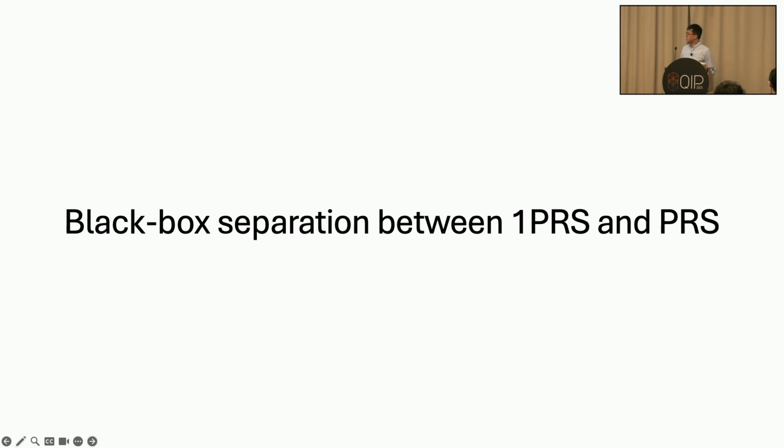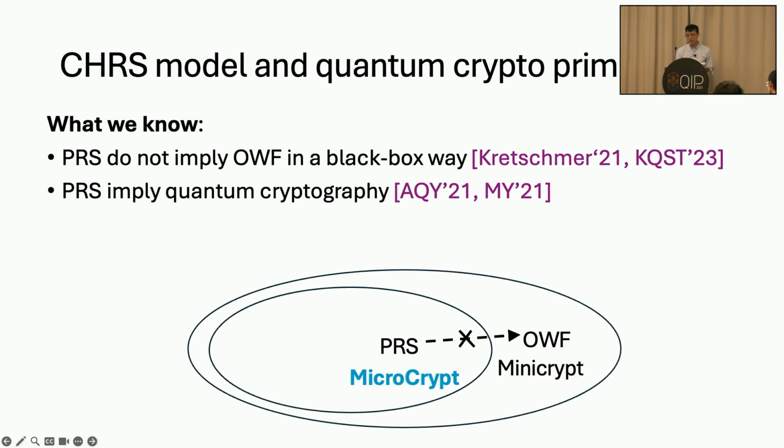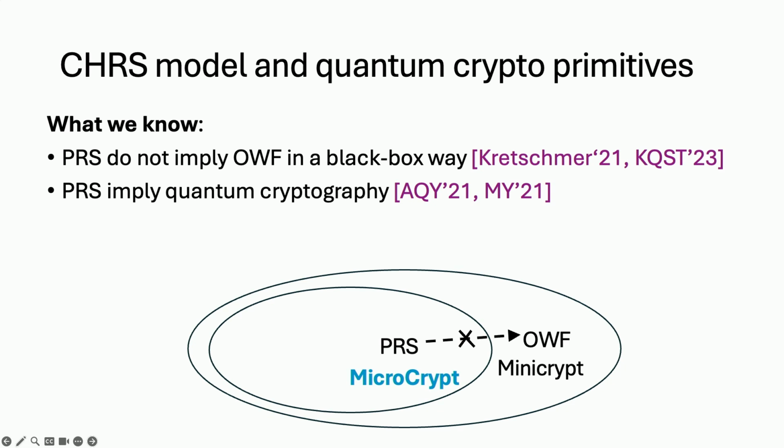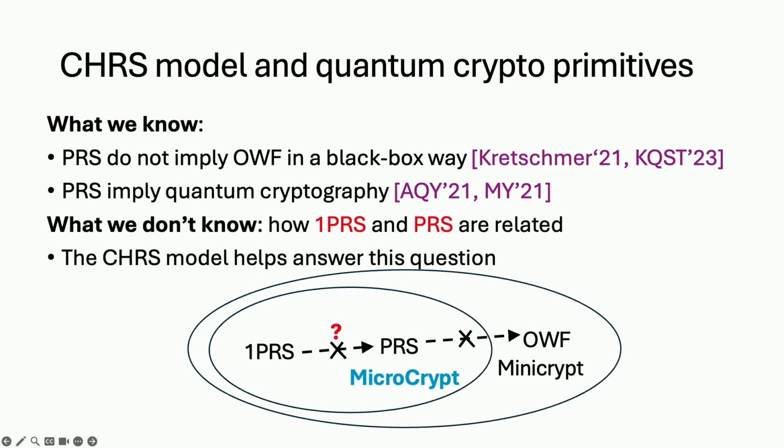And combining these two results, we'll have the black box separation between one PRS and PRS. So prior to our work, we know that pseudo-random states do not imply one-way functions in a black box way. But pseudo-random states already imply quantum cryptography. So there are many new primitives weaker than one-way functions that have been defined, which form the world of microcrypt. But still, in microcrypt, the relation between primitives is not fully discovered. In particular, we don't know whether one PRS is weaker than or equivalent to PRS. And in this work, we use the CHRS model to answer this question.